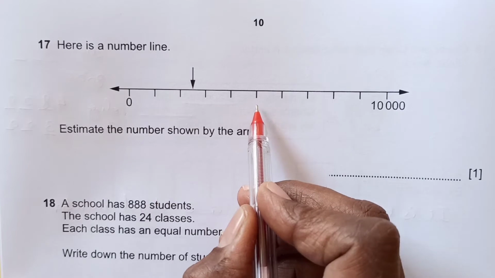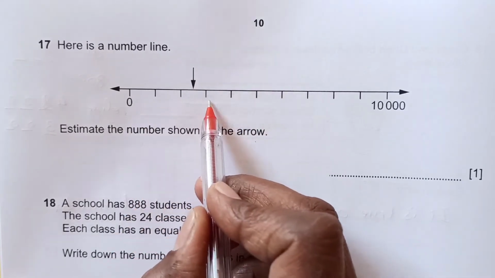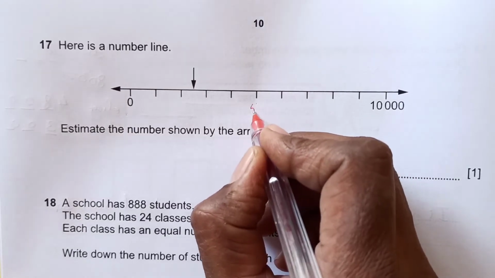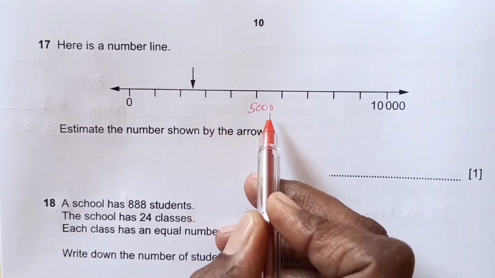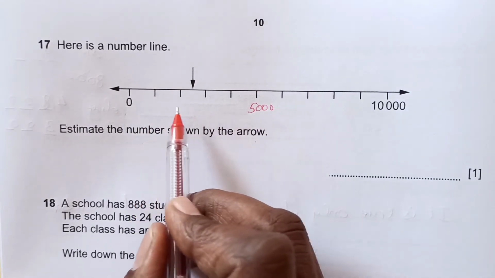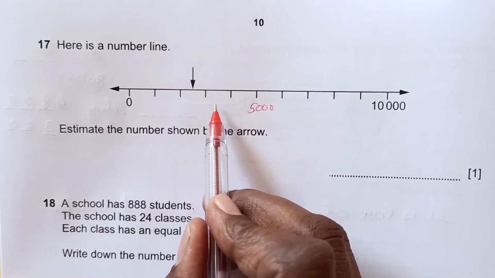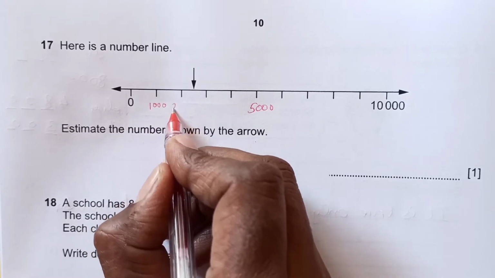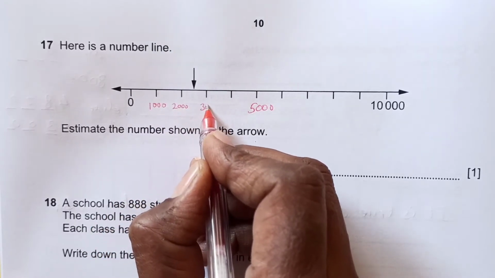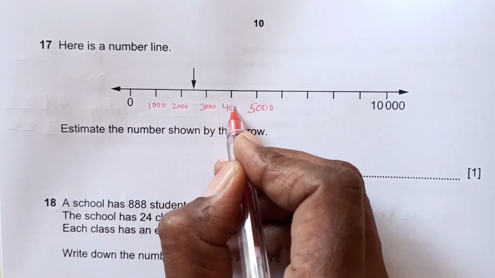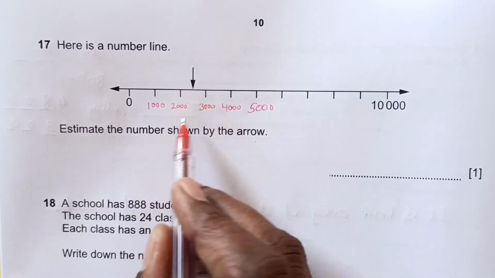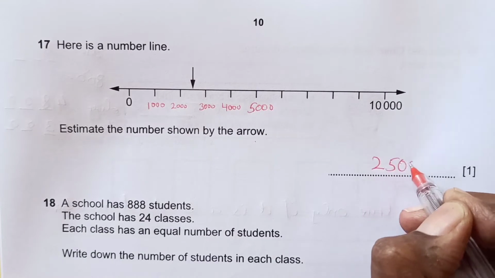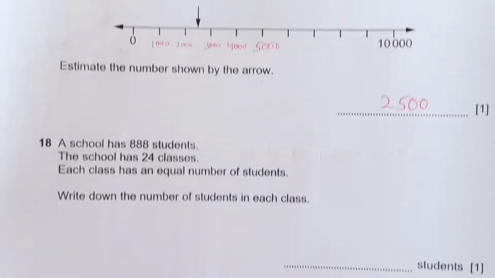That means the fifth one is the middle one: 1, 2, 3, 4 and 5. So this is the middle one, and half of 10,000 is 5,000. In the middle of this will be 2,500. So this is 1,000, 2,000, this is 3,000, 4,000, and the arrow is between these, so that means the arrow represents 2,500.